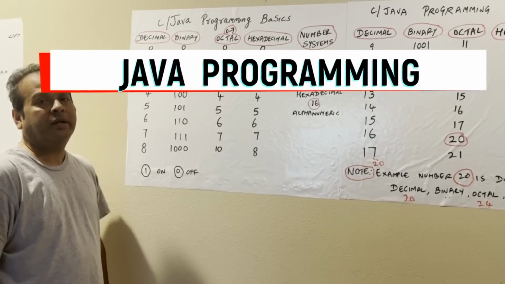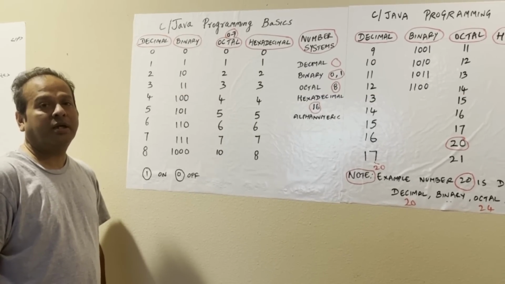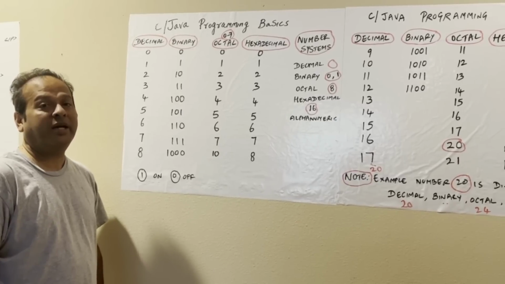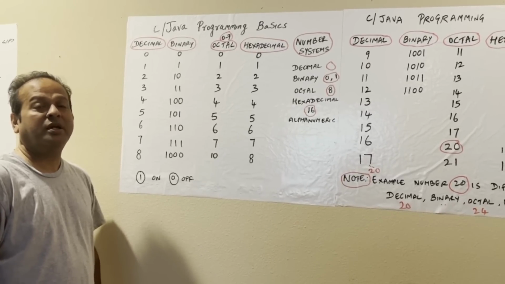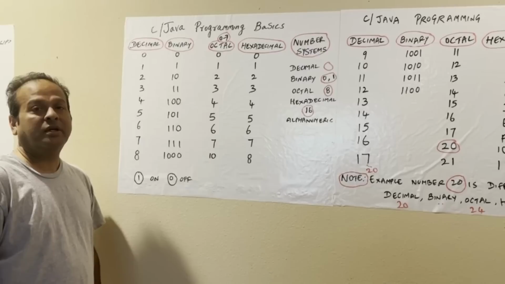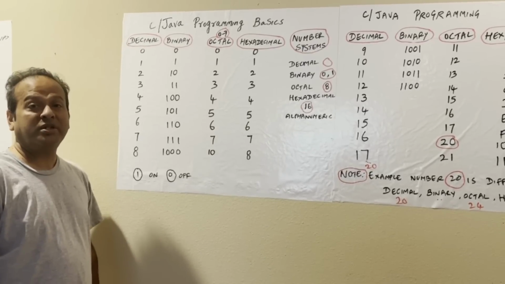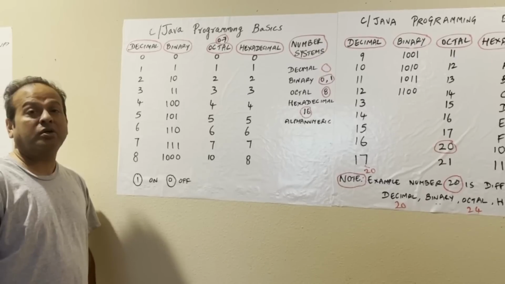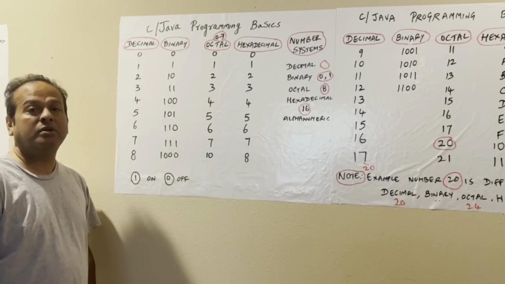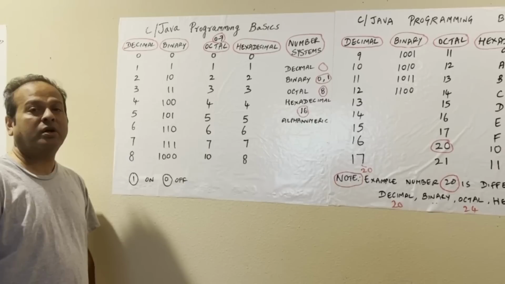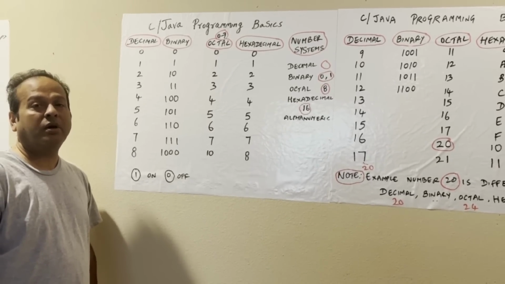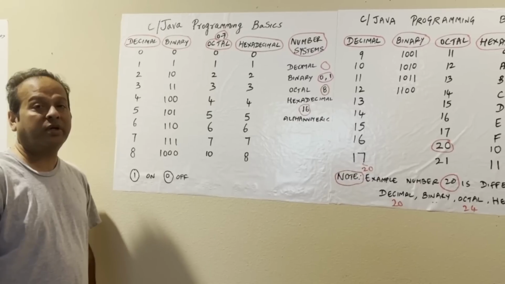Hi, in this video we'll talk about the basics of everything in the universe, that is math, and then the number systems. Most of us are accustomed to the decimal number system we use every day, like numbers 0 to 9. There is one called binary with two positions, either 0 or 1. 0 is off, 1 is on.